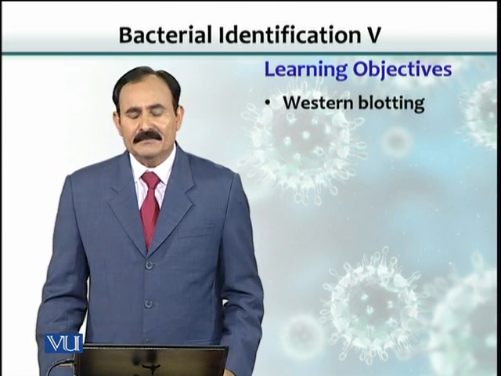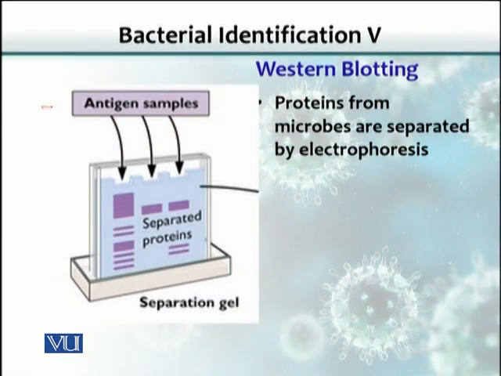So in this Western blotting, what is done basically is that you extract the antigens from a single colony of a bacterium, and then you separate those proteins through electrophoresis. And as we know, proteins could be separated based on their molecular weight through the gel.